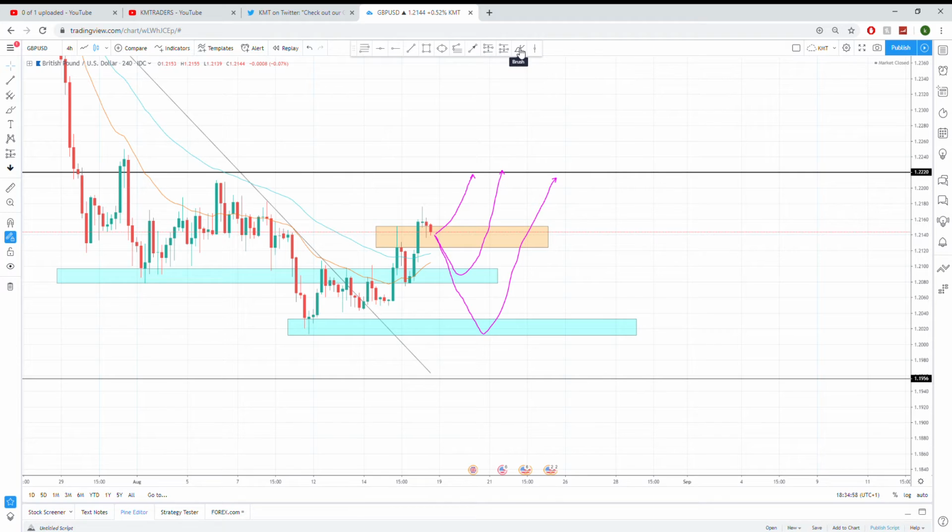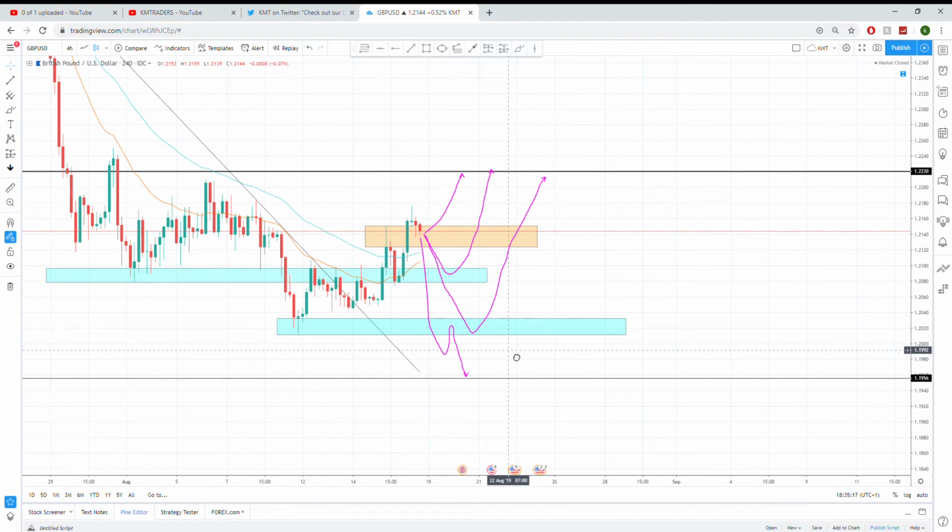Now, in terms of potential short moves, apart from saying that we could go all the way down here, if price is to get to this bottom level and close below, we will look for a retest and then see if we can reach lower than that. I doubt that would actually happen, but it's a possible scenario.